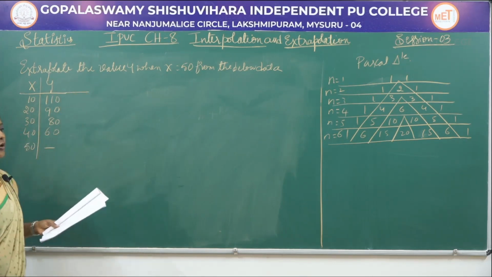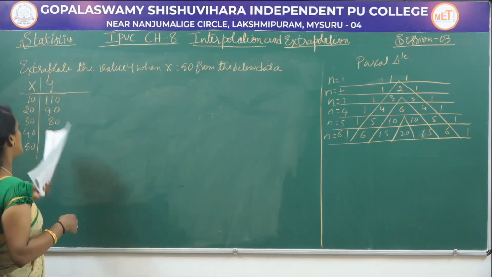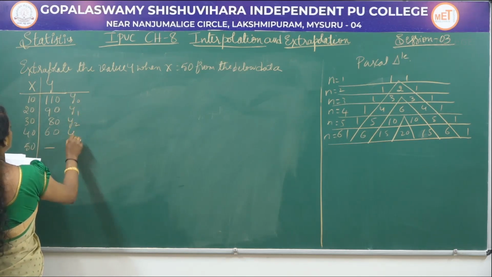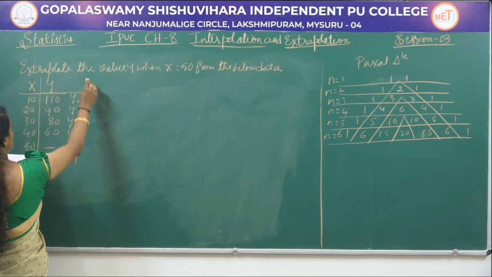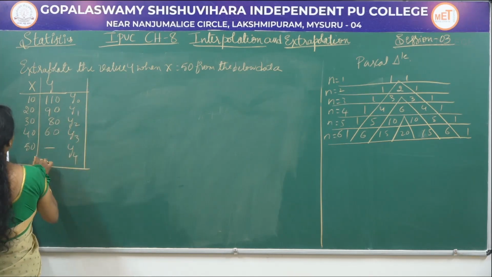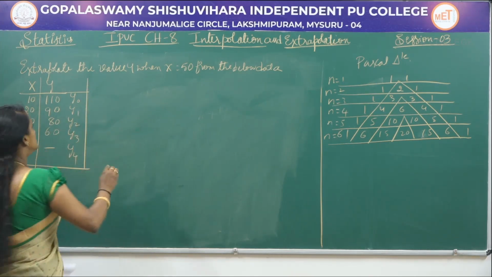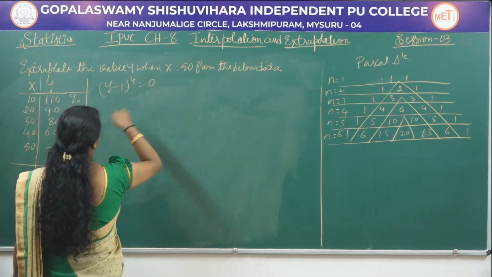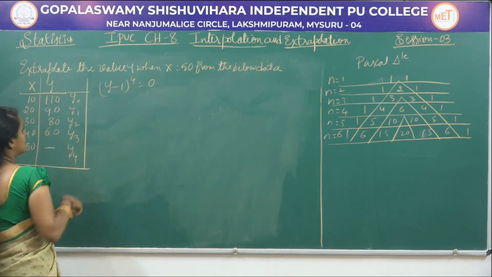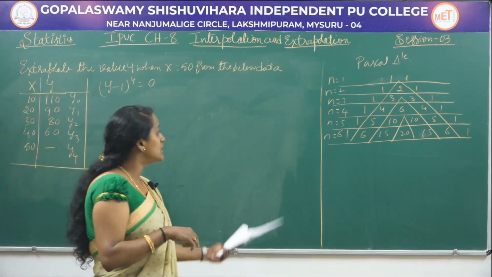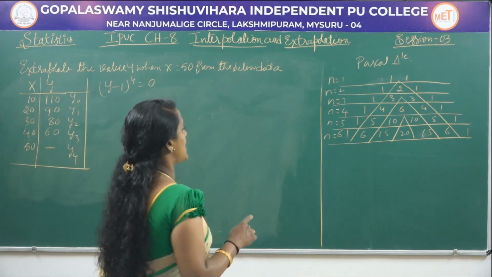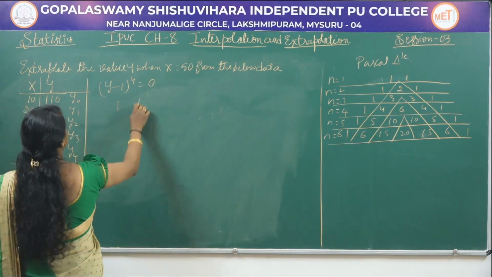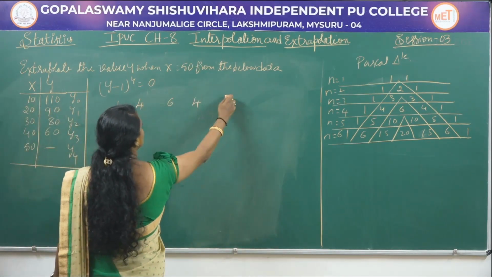So let me denote these y values first. It is y0, y1, y2, y3 and y4. Till y4 we are having. So (y minus 1)^4 equals 0. So next I should write the coefficients for this. For n equals 4 in Pascal's triangle, the coefficients are 1, 4, 6, 4, 1.